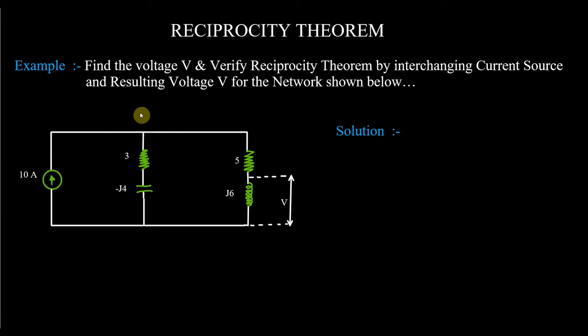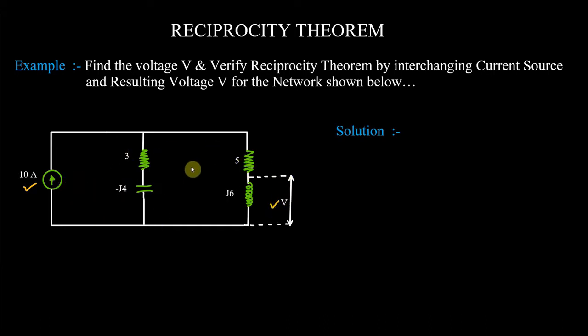Hello everyone. Again we will discuss one numerical of the reciprocity theorem. The question they have given is: find the voltage V and verify the reciprocity theorem by interchanging the current source and the resultant voltage V for the network shown below. So you can see that in this question they have given this current source, and they have asked us what is the value of voltage V.